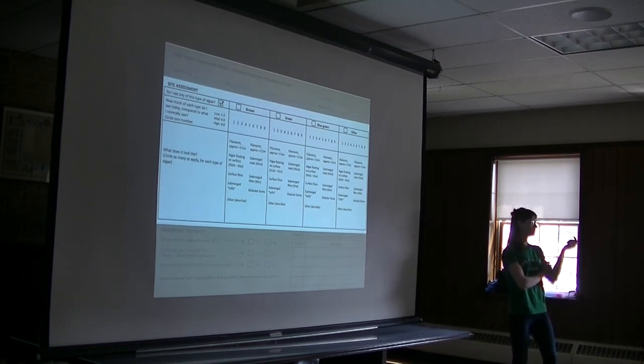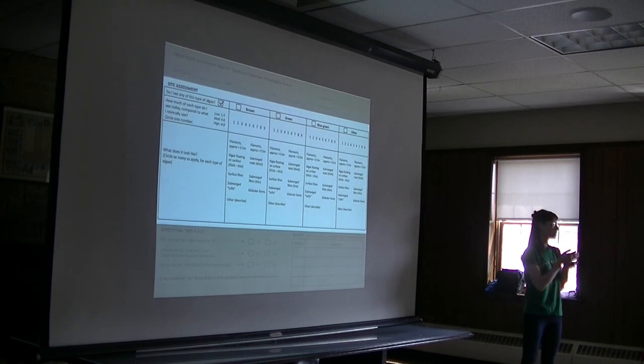How often do you do the habitat assessments? Once a month. Once a month. And you sample chemistry? Not anymore. Not anymore, okay.